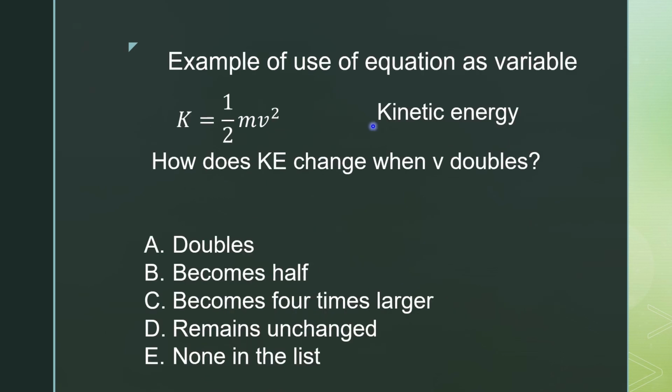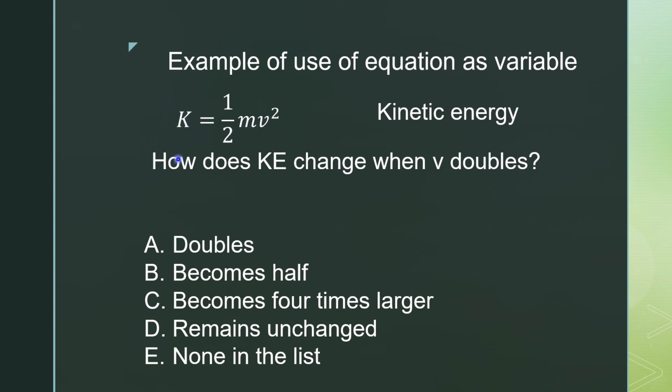So now let's take a look at an example of the use of an equation with a variable. In physics, energy of motion is called kinetic energy. An equation for the kinetic energy is given by K equals half m v squared, where K represents kinetic energy. So kinetic energy depends on the mass of the object and the velocity of the object.